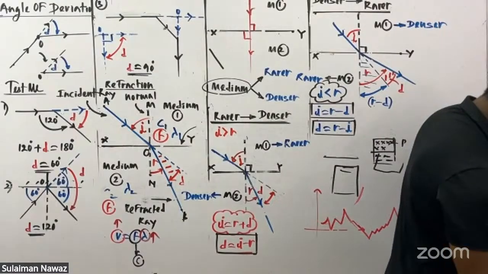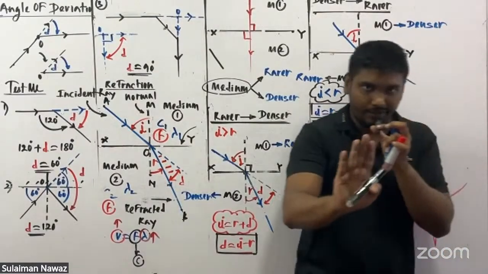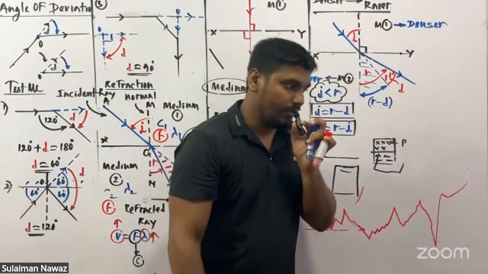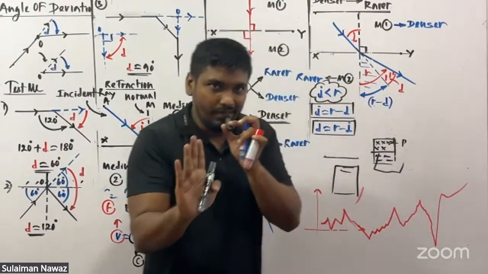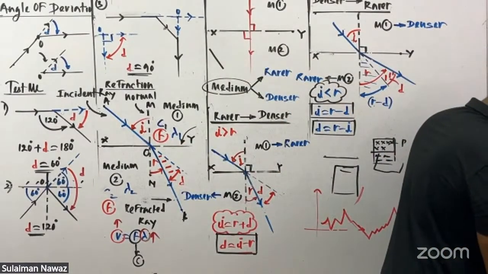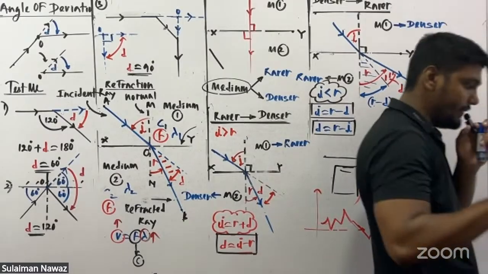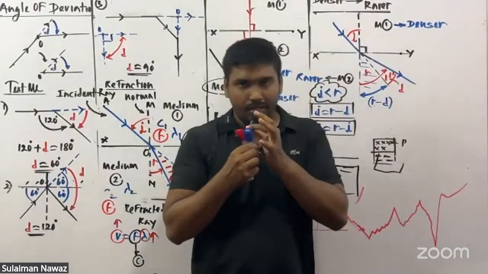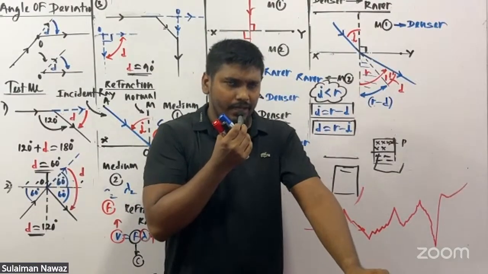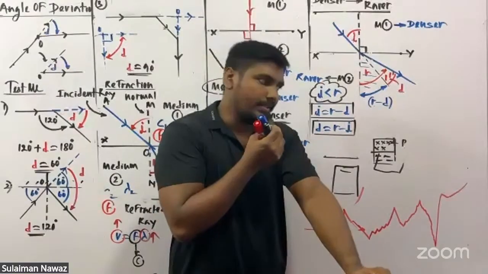Next we'll talk about absolute refractive index, and we'll do that MCQ set and then take the break. So the next topic is refractive index. We are talking about refractive index.